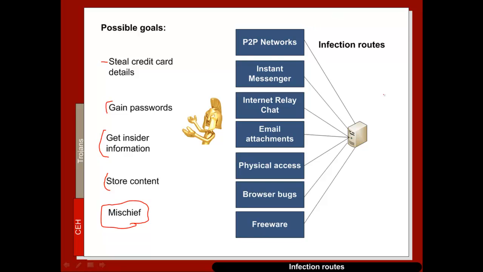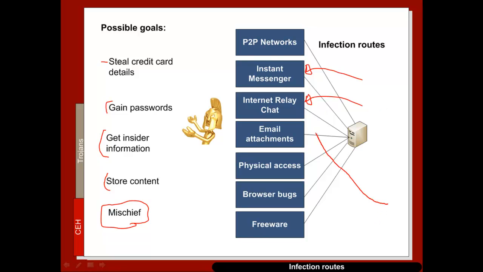Some of the ways that a Trojan might get onto a machine is through peer-to-peer networks. A user might download a piece of software which has a Trojan already installed in it. It might come in through instant messenger such as MSN Messenger. It might also come through an IRC channel through the standard protocol.